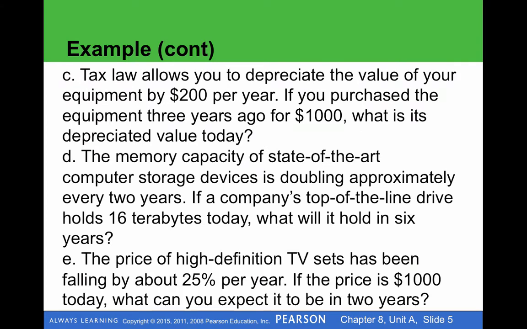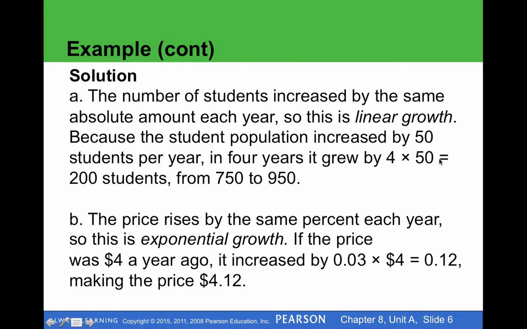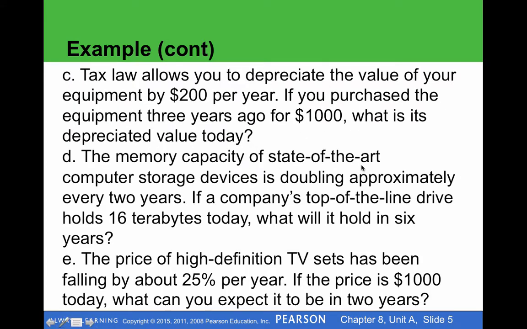All right, part C. Tax law allows you to depreciate the value of your equipment by $200 per year. If you purchased the equipment 3 years ago for $1,000, what is its depreciated value today? Well, this is definitely a linear decay because depreciation means the value goes down, and we want to see how much it went down over 3 years. So we take 3 times 200. That's 600 depreciation. Take 600 from 1,000 and it decreases from $1,000 to $400, a linear decay. Depreciation is a pretty common term. It always just means that something is going down in value, so it's a decay.